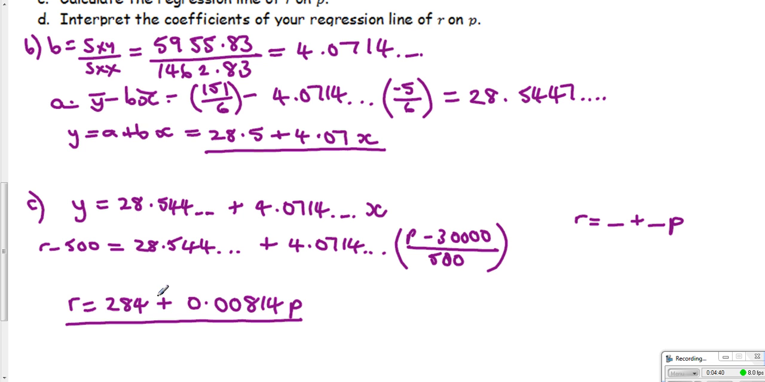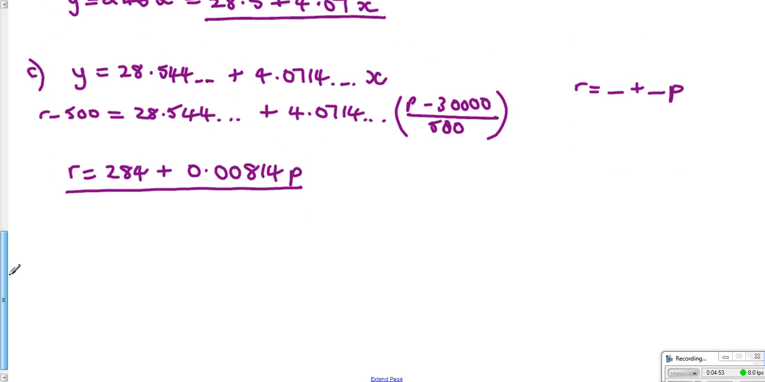Now obviously, depending on how accurate the numbers are that you've saved in your calculator, we may get slightly different answers here. But as long as you've made sure that you've expanded the brackets and tried to keep it as accurate as you can, there's sometimes a little bit of leeway on the exam questions, but you do need to make sure you're as accurate as possible.